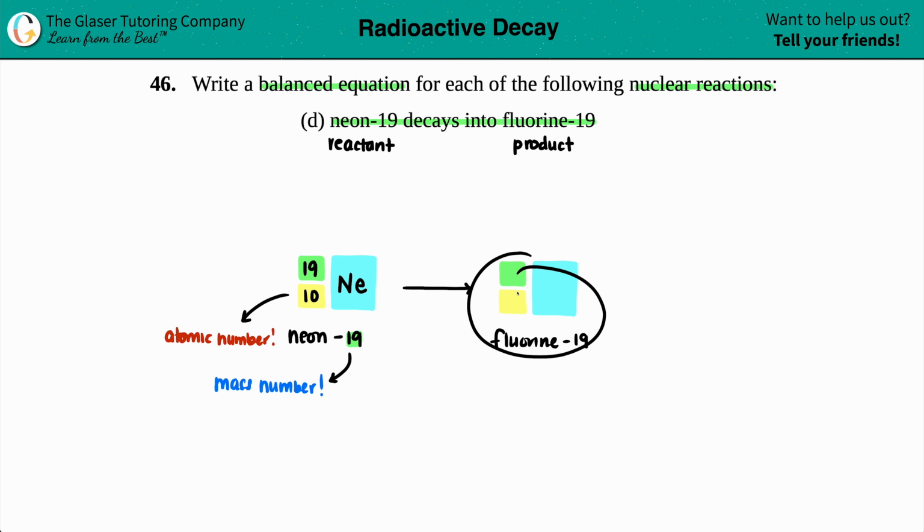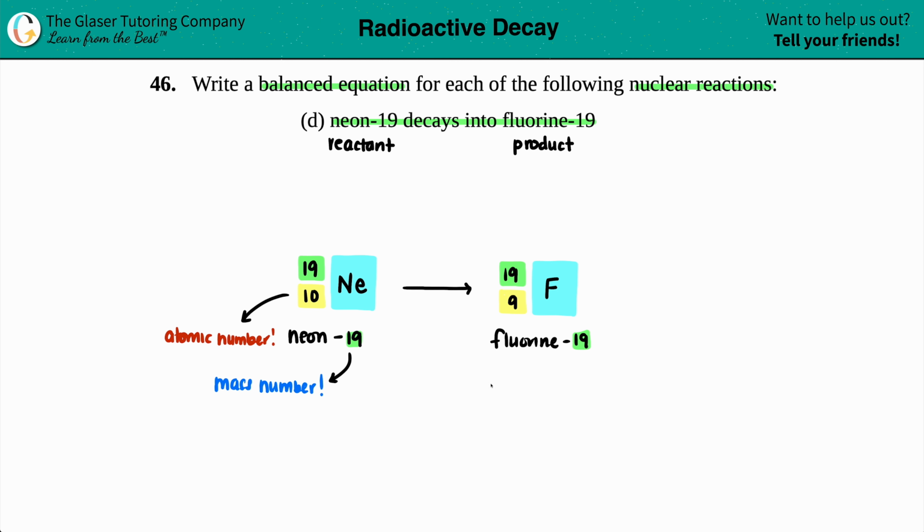Now, let's do the same thing for fluorine-19. Fluorine is capital F. They're telling me that I have a 19, so that's the mass number for this fluorine, so 19 on the top. I go on the periodic table to see what the atomic number for fluorine is, and that's a 9.